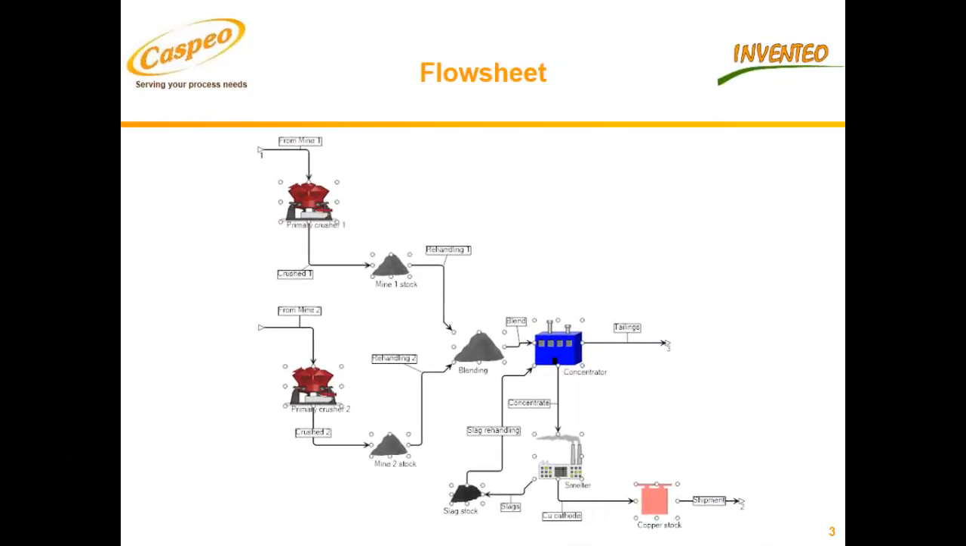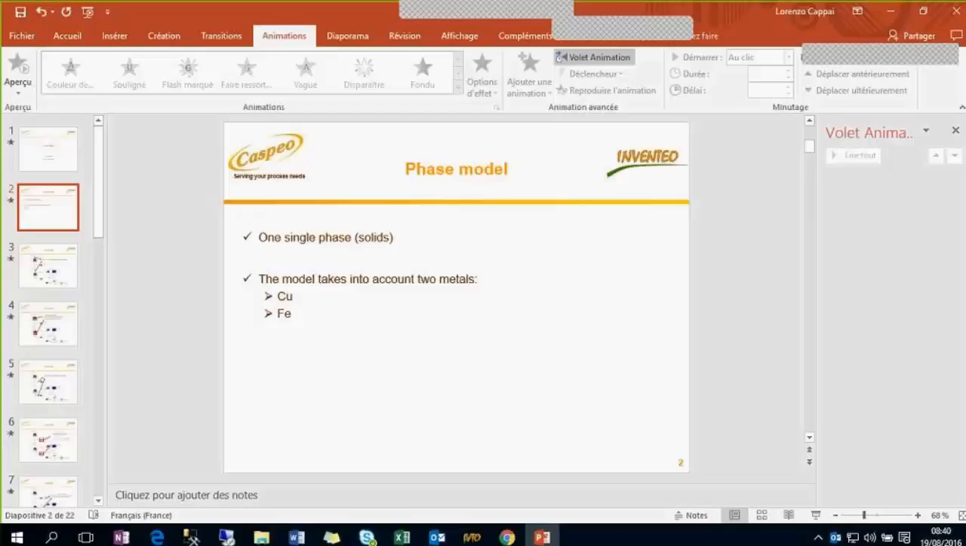For the sake of brevity, this demo deals with a very simple case, but much more complicated flowsheets can be handled with Inventio. We have a simple phase model which deals with solids, and we are also following just two metals, copper and iron. But it's important for you to know that Inventio is able to deal with a very complex phase model, so we could deal also with a liquid phase.